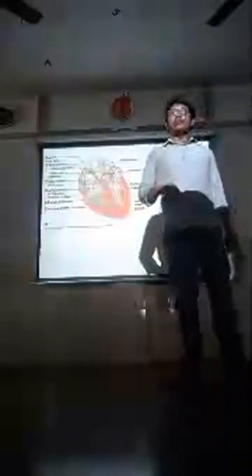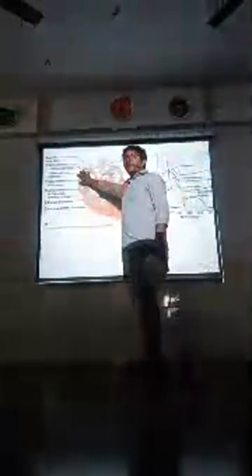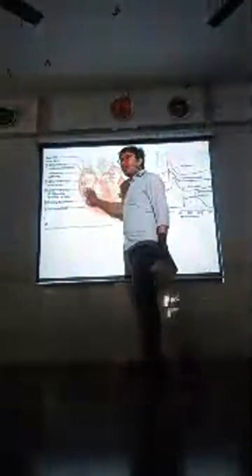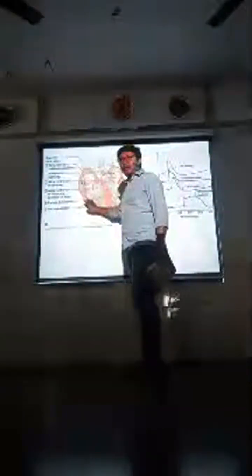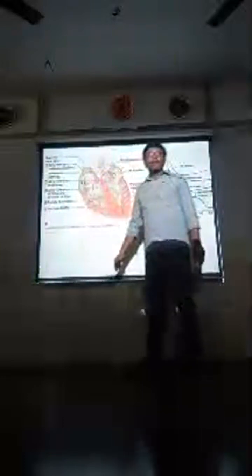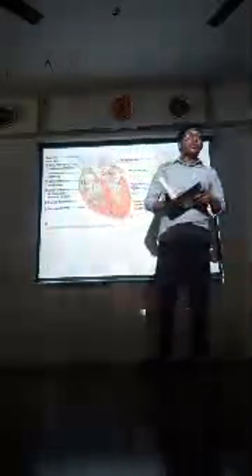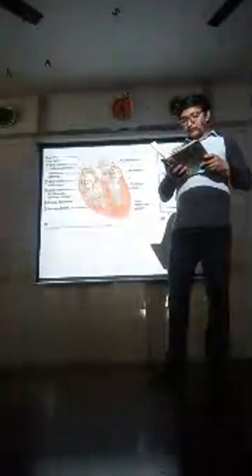What is this tricuspid valve? It allows the blood of the right atrium to open into the right ventricle, right? So we know the situation of the atrioventricular node. Am I clear?